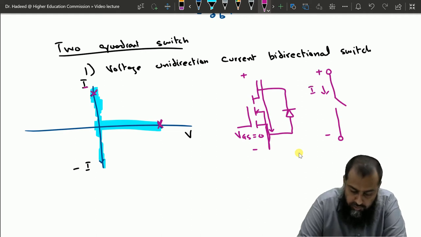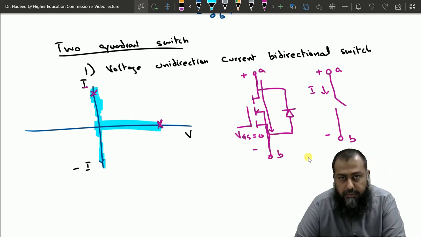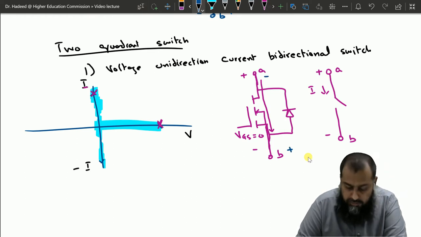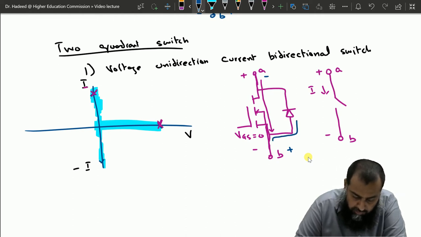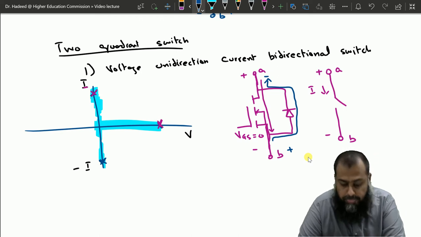Remember that this is all done in consistency with these defined directions for the current and the voltage across a particular switch. So this is A, this is B. Now suppose that we apply a plus here and a negative here. In that particular case, this body diode will become forward biased. Thus, it will provide a path for the current to flow through itself. And therefore, this device is capable of allowing the current in the negative direction.